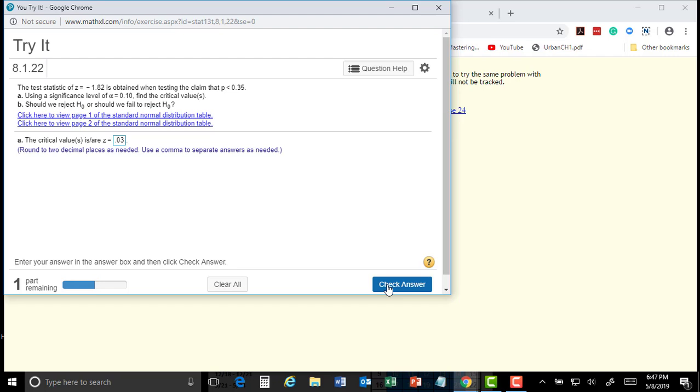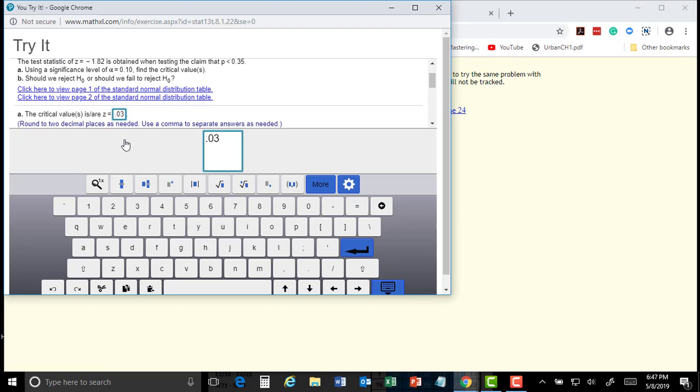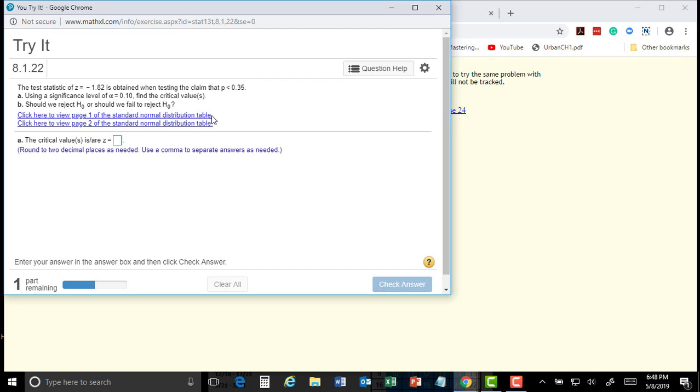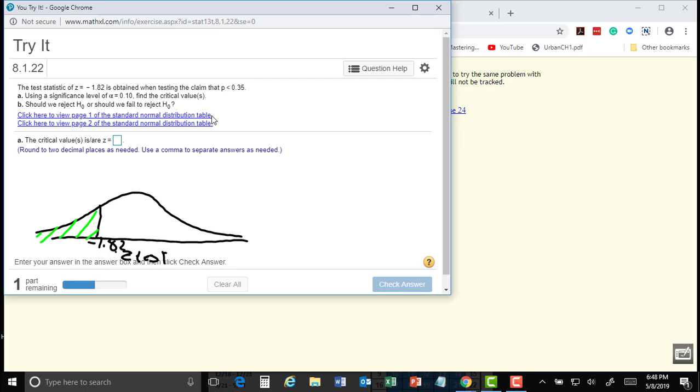The critical value of Z. Okay, so now, this is not right. They're asking for the critical value. So that's a little different. Critical values are intimately related not to the test statistic, but to the alpha. The claim is less than, so that means a one-tailed test to the left. That's my test statistic, not my level of significance.